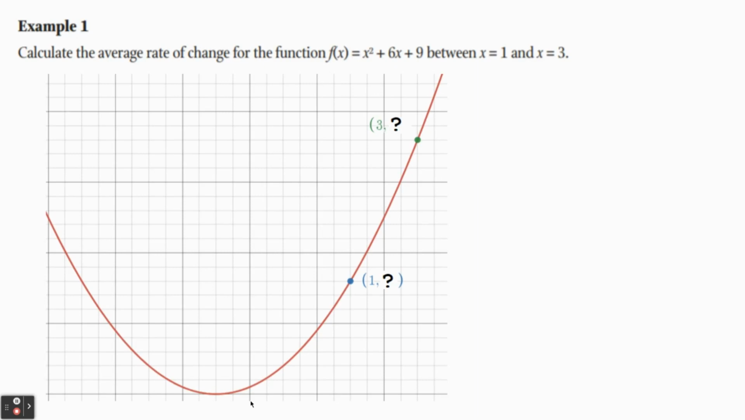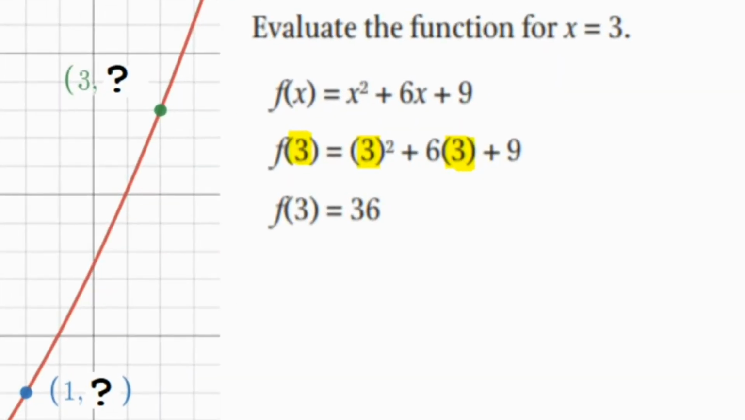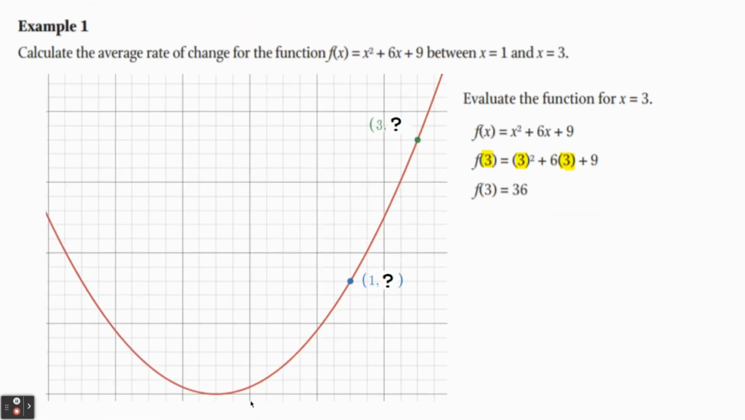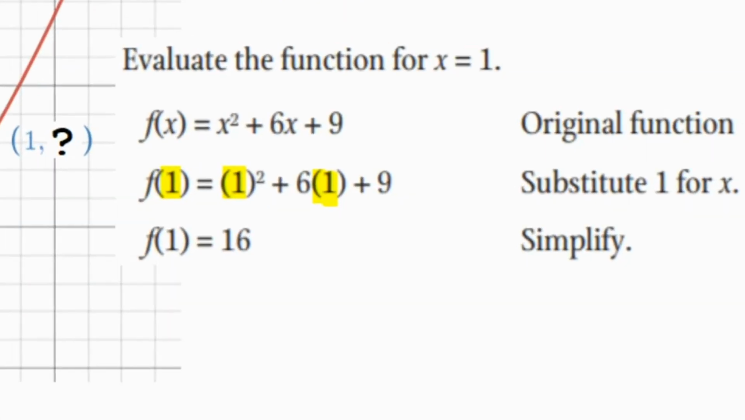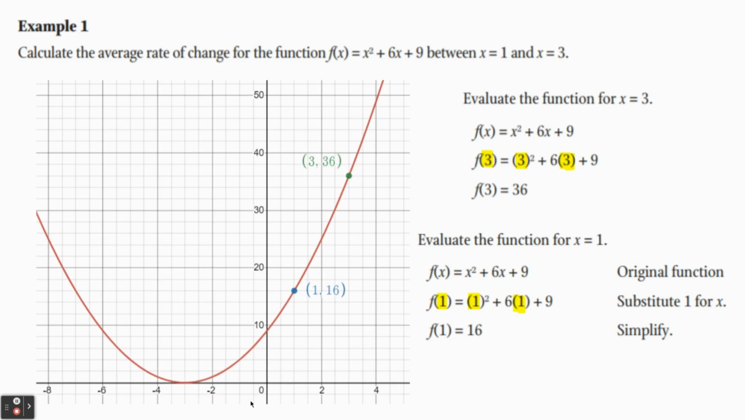So in order to do this problem, though, we need those y values. In order to use the formula, we need to figure out the y values. So we're going to evaluate the function first. First thing we'll do is let's plug in that green point where x is equal to 3. We plug f of 3 into the function. We get f of 3 is equal to 36. Then we will plug in and calculate f of 1, and we get 16. So now we have, really, what's the slope between 3, 36 and 1, 16?